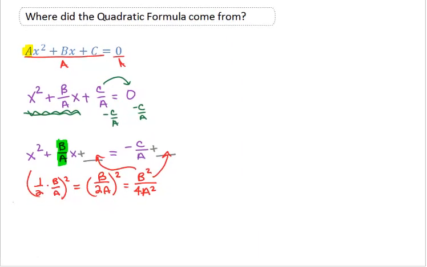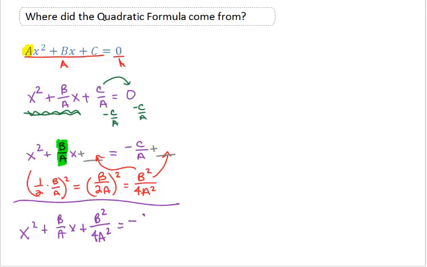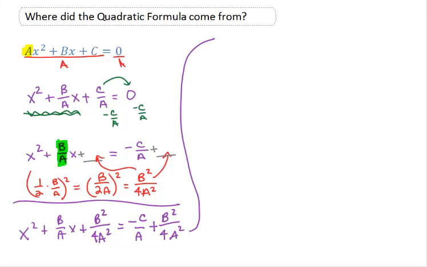So at this point, I have x squared plus b over a x plus b squared over 4a squared. On the right, negative c over a plus b squared over 4a squared. On the left, I need to factor this, and on the right, I need to simplify by combining those fractions. Let me focus on the left first.